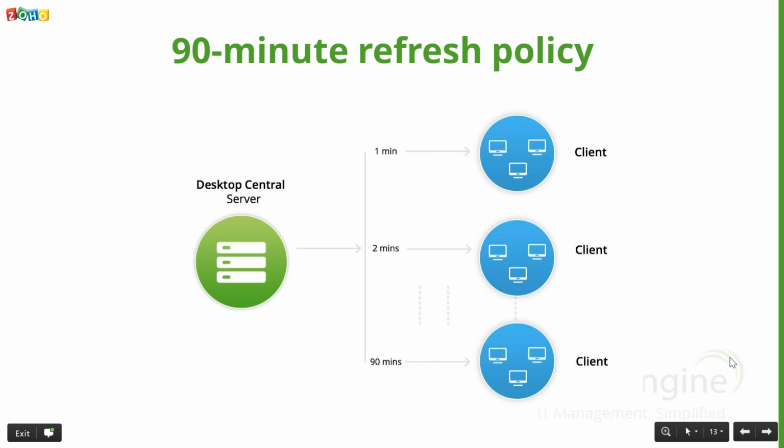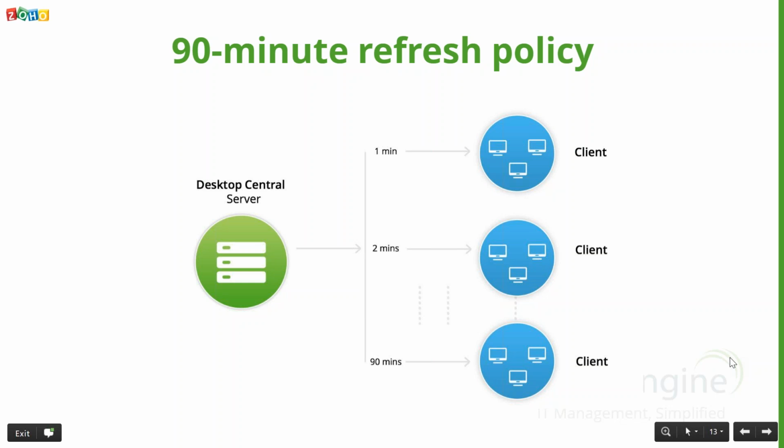Every agent will communicate with the server once in 90 minutes. It is called the agent refresh interval. So why do we have 90 minutes? The server has the intelligence to delegate the communication interval to all the managed computers in a systematic and streamlined interval. This ensures two important factors.